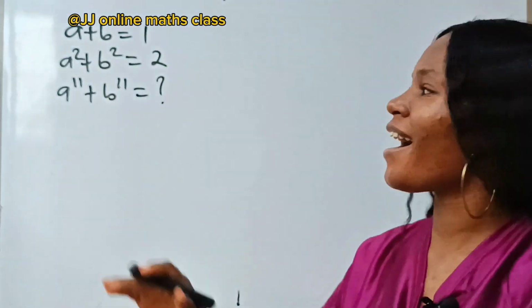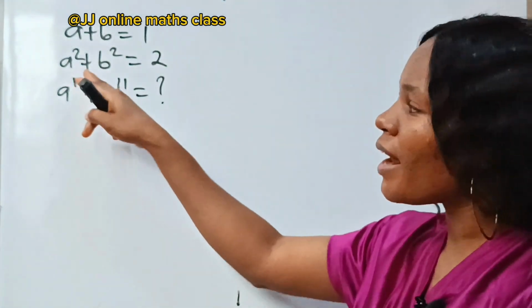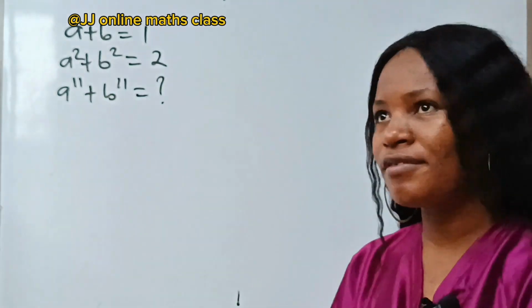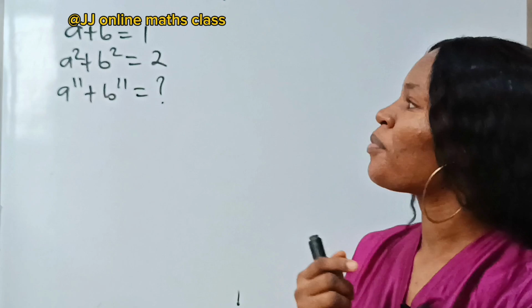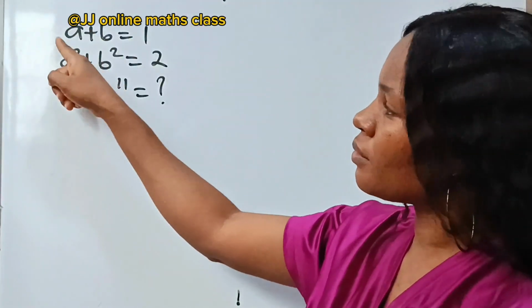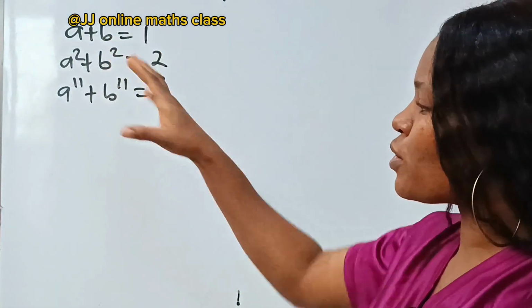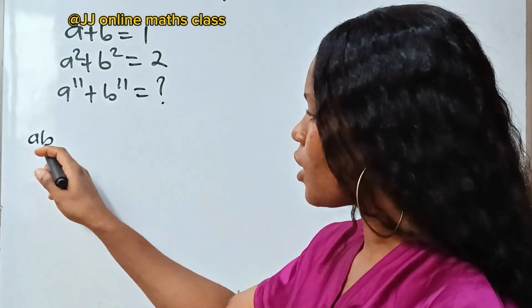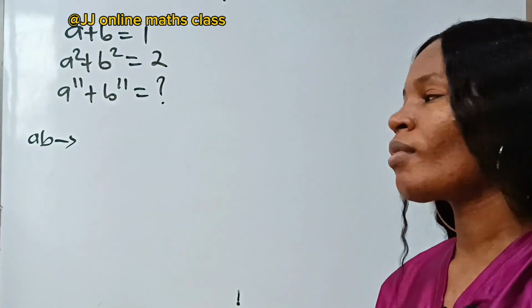Okay, so today we have a math Olympiad question on the board. We are asked to find a to the power of 11 plus b to the power of 11. That's a high number, but let's do it together. First of all, let's square equation 1. That is because anything you are going to do here, you need AB. And to get that AB, you must square equation 1.